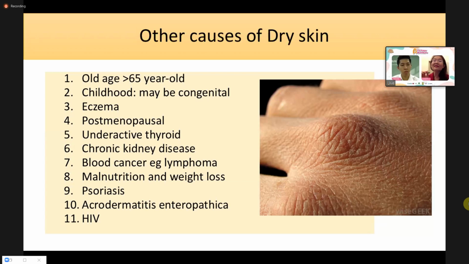And psoriasis is actually a very thick, scaly condition that needs a lot of moisturizer to moisturize back the over-proliferation of the skin. And there is a condition called acrodermatitis enteropathica, which can be congenital or acquired zinc deficiency, which also may cause a lot of dry skin and itchiness. And of course, if you are infected with HIV, you will have dry skin as well.